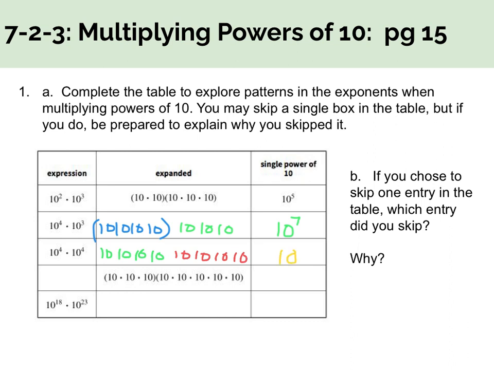We can count them. Oh, there's 8. So it's going to be 10 to the 8th. All right, let's kind of do it backwards. So how many 10s do we have here? Well, that's 3. So we're going to have 10 to the 3rd.